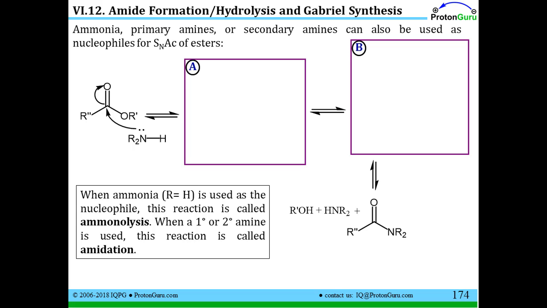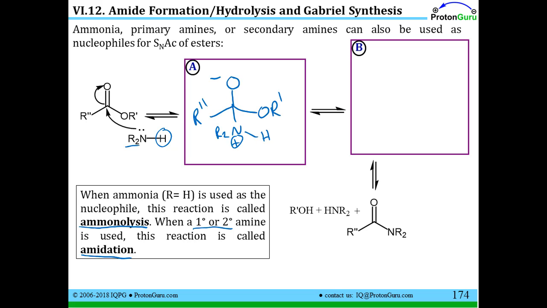Of course, the first step for the ester is to do a nucleophilic addition of the amine to that species. And if we're going to use ammonia, we call this process aminolysis. That would be if both these R groups were hydrogens. But if we use a primary or secondary amine, this is called amidation. The product of nucleophilic addition would look like this species in box A.